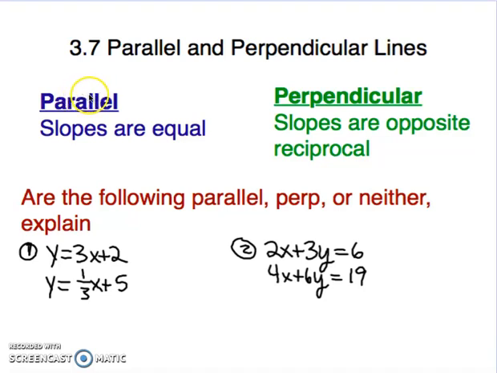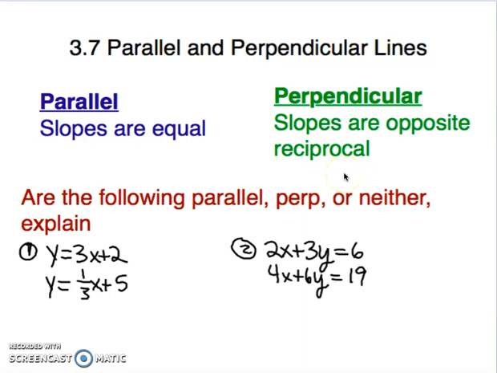This video is Chapter 3, Section 7, Parallel and Perpendicular Lines. Two lines are parallel if they have the same exact slope, so if their slopes are equal. Two lines are perpendicular if their slopes are opposite reciprocals.